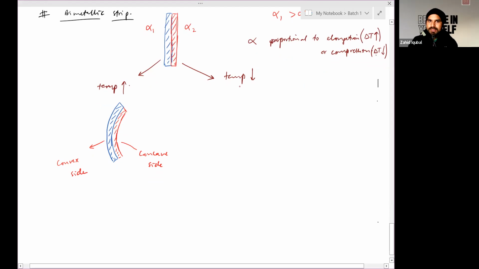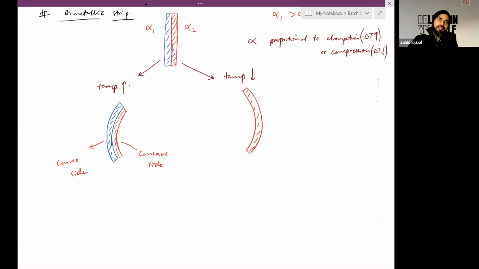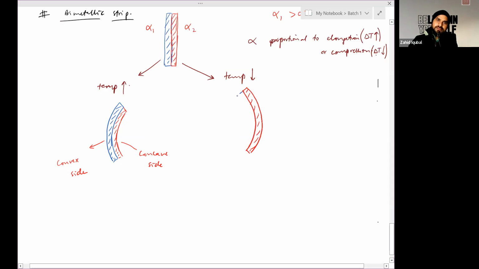Since on decreasing temperature, greater the value of alpha, it leads to more compression in that particular rod as compared to the other part. Since alpha 1 is greater than alpha 2, blue will get compressed more as compared to the red one. So red will be towards convex side and the blue one will be towards concave side.